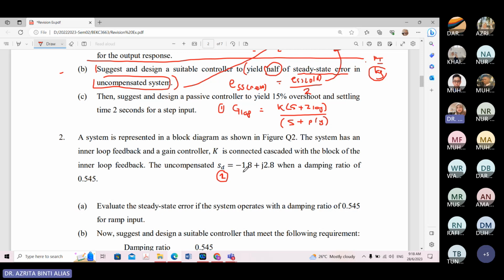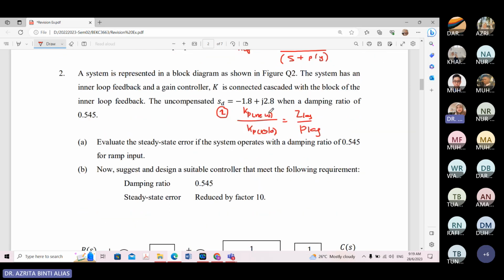So we write Kp new over Kp old. You need to remember this formula, because this equation is not given in your appendix. Kp new over Kp old is equal to Z lag over P lag.